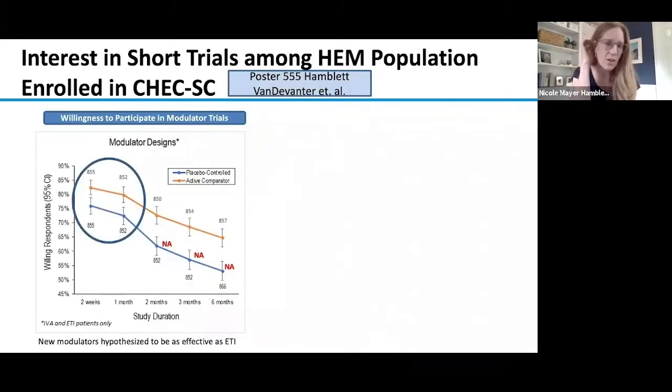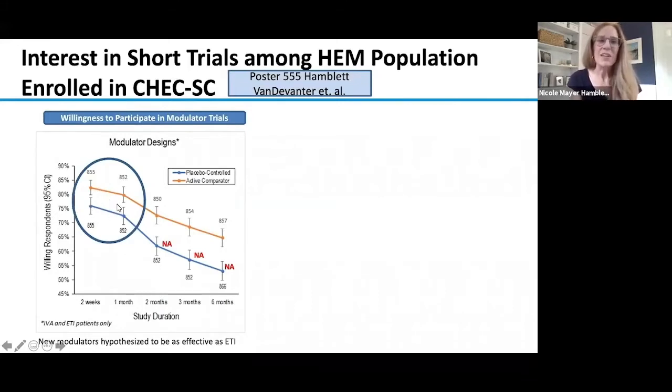So we have an ongoing study called CheckFC, which is actually enrolling patients when they've been on highly effective modulators, or on CFTR modulators, for at least 3 months. And we surveyed this population, and again, this data is just collected over this last year, up to almost 1,000 patients, on their willingness to participate in future modulator trials, where these modulators are hypothesized to be as effective as an ETI, for instance. Well, you can see here that there is relatively high engagement.